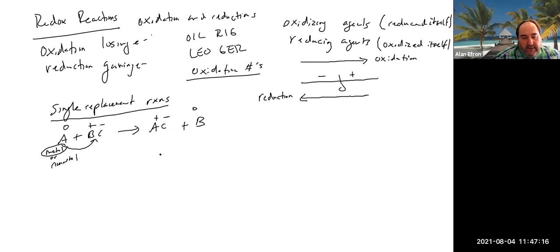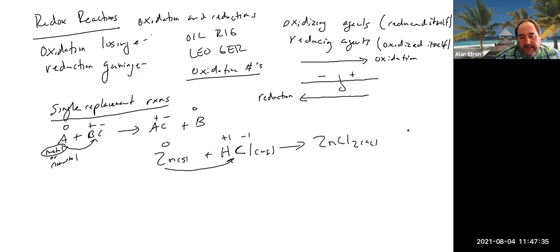Like, for example, here, if we take zinc plus our hydrochloric acid, zinc has a 0 oxidation state. This has a +1. This has a -1. Zinc will come in and kick out the hydrogen and make zinc chloride, plus the hydrogen gas will come out. And this is now +2 and 0 and 0.